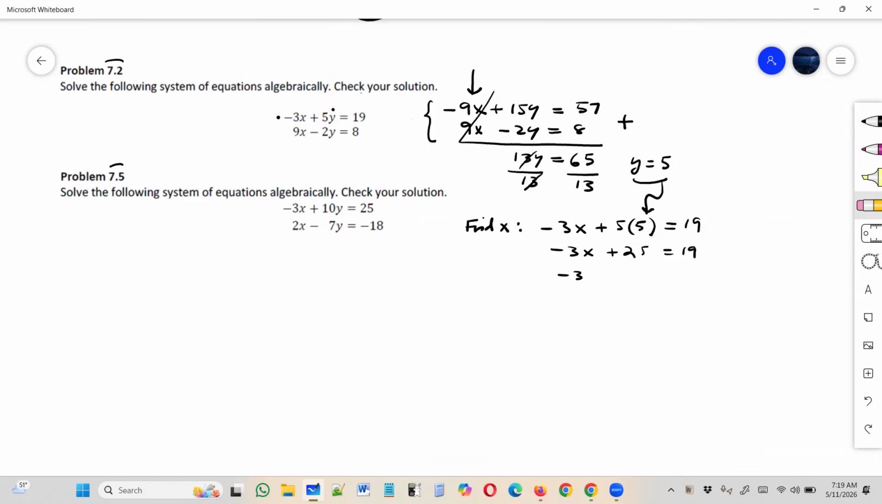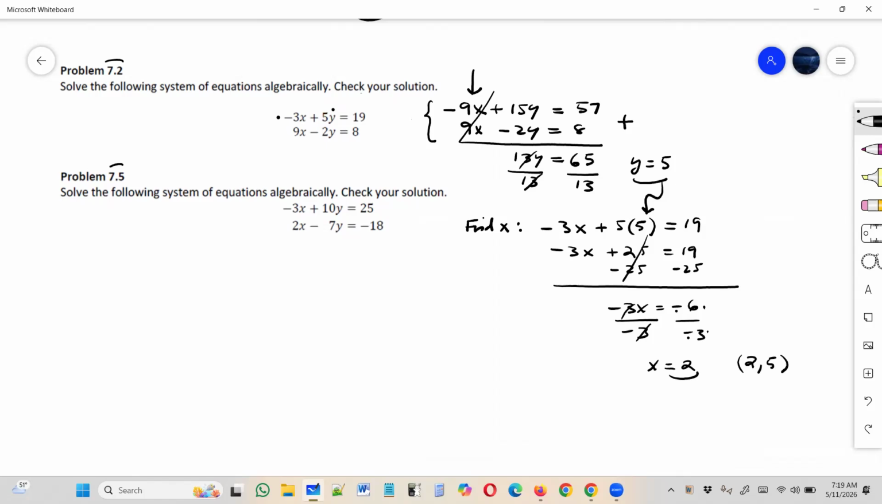And I am going to subtract 25 on both sides because I have to isolate the variable. So negative 3x equals negative 6. And we divide everything by negative 3, and we get x equals 2. Now remember, negative divided by negative is a positive, 6 divided by 3 is 2. So my solution in this case is (2, 5). Okay. So again, a unique solution.